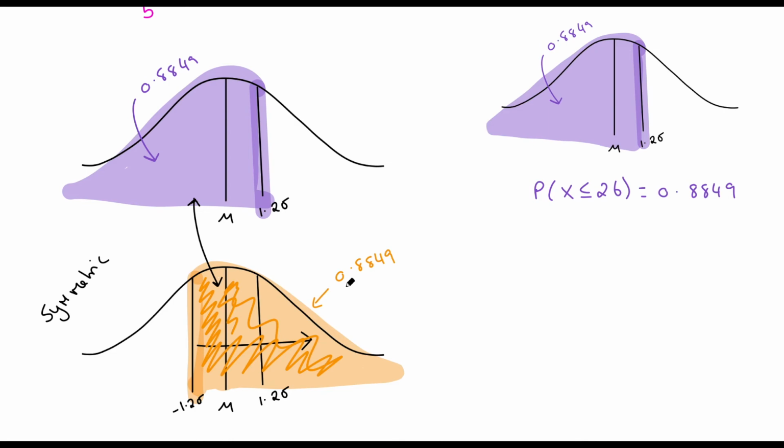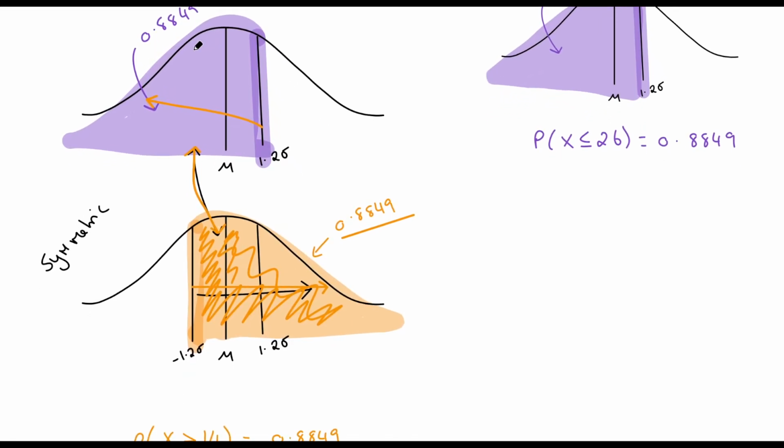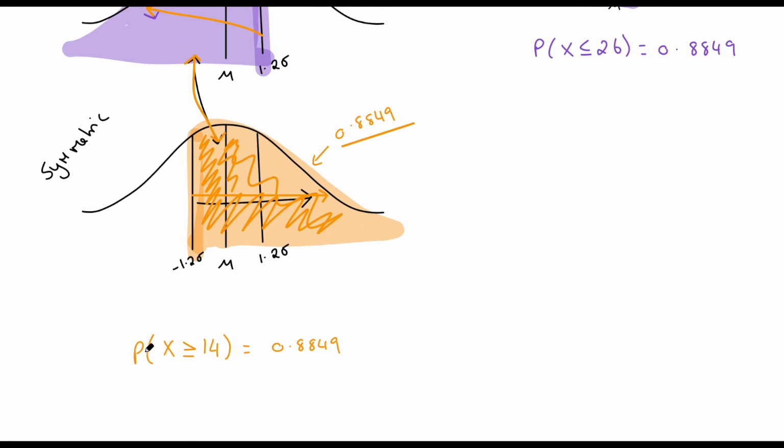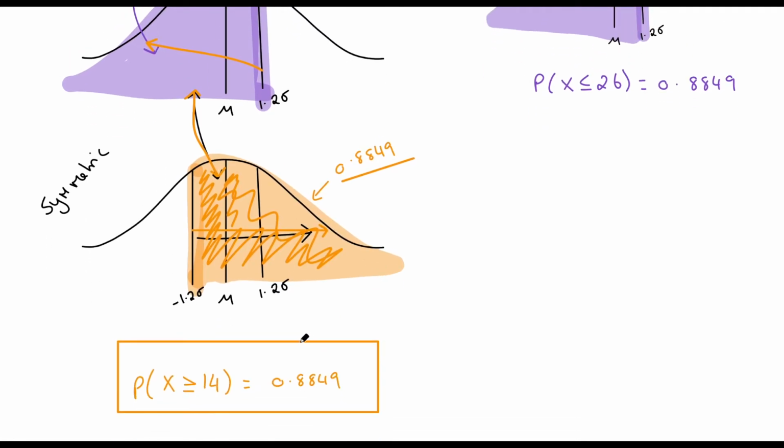Now, what we know because of symmetry is that these two regions are identical. From 1.2 to 0 is the same as minus 1.2 to 100. That's the same, and it's the same because those graphs are symmetric. When I do that then, I get 0.8849 because it's the same as what we read off in our probability tables in the log tables. So I would write out my answer. The probability that x is greater than or equal to 14 is 0.8849. That's one part of the question done.